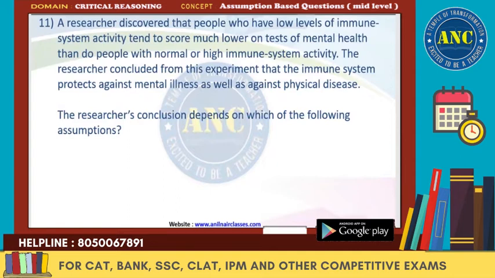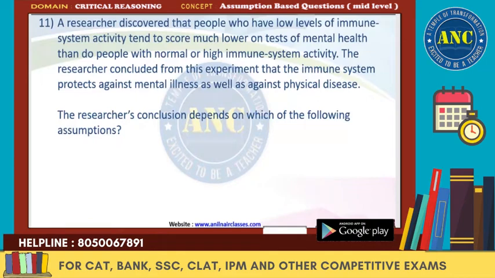A researcher discovered that people who have low levels of immune system activity tend to score much lower on tests of mental health than do people with normal or high immune system activity. The researcher concluded from this experiment that the immune system protects against mental illness as well as against physical disease. The researcher's conclusion depends on which of the following assumptions?